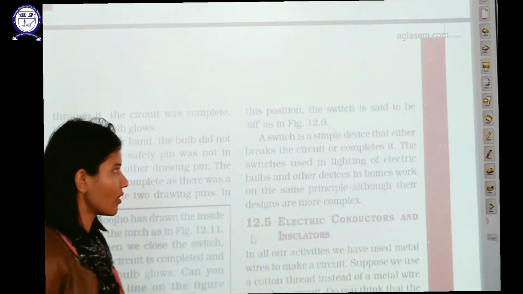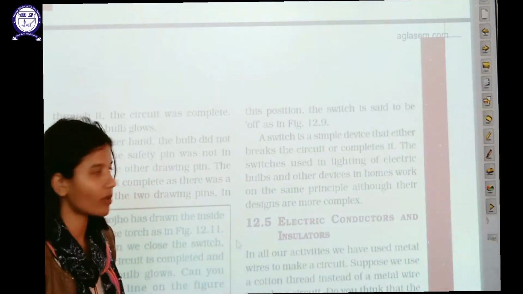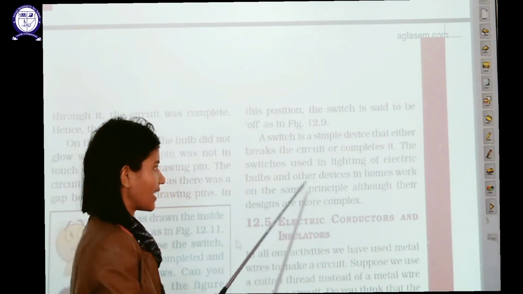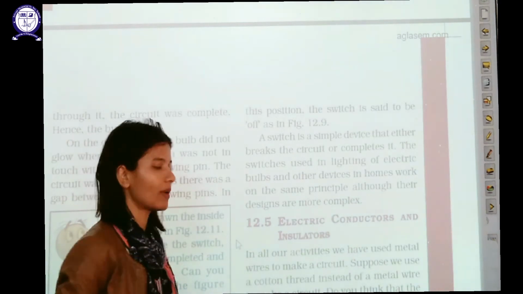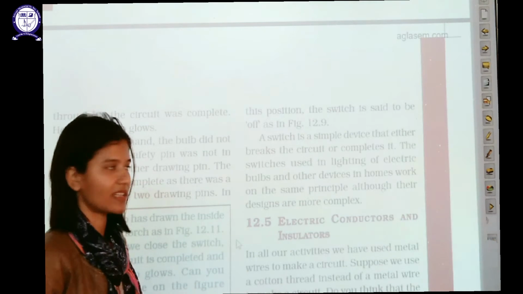So what is the work of that switch? Either it can make your circuit or it can break your circuit. The switches used in lighting of electric bulbs and other devices at home work on the same principle, although their designs are more complex. The same thing is there, just the difference is in their design.